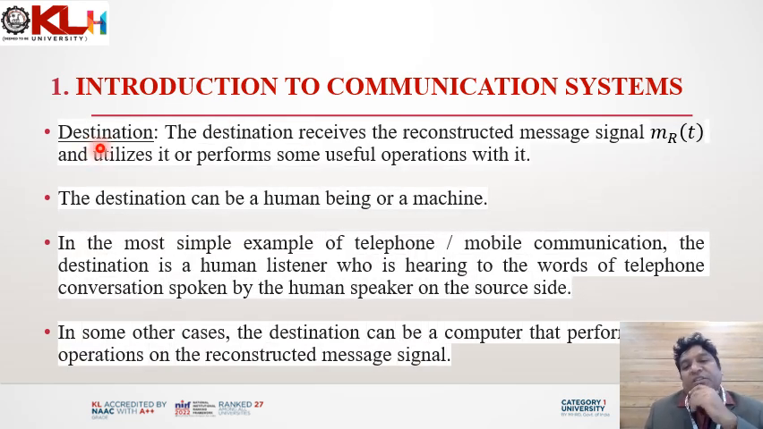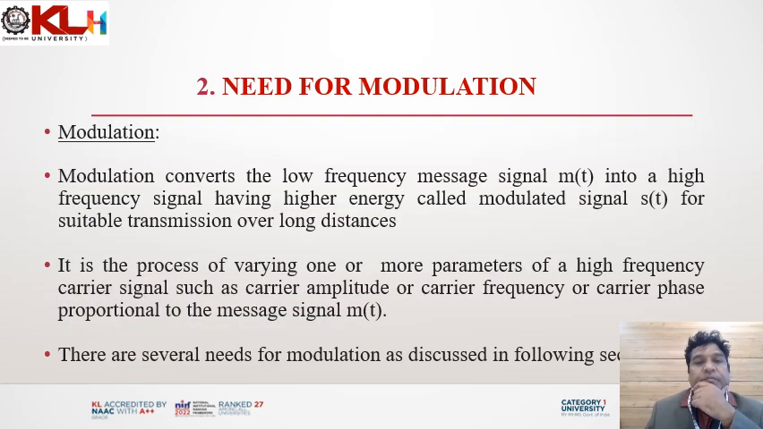Now, finally, the destination is usually a human being or a machine. In a simple example of a telephone conversation or a mobile communication, the destination is a human listener who is listening to the human voice on the other side of the mobile phone call or a telephone call. In some other cases, the destination can even be a computer that is performing some operations on the reconstructed message. Now we are going to discuss what are the various needs for the modulation.